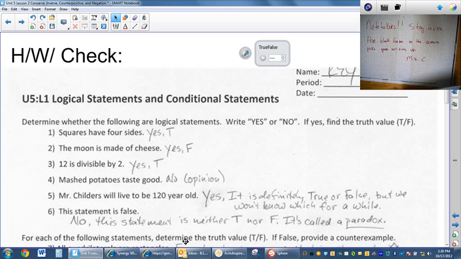Yes, that is an opinion. Yes, so what you just said is an opinion. I think Mr. Childers is going to live to be 120 years old. That is an opinion because you said I think. That, right there, is a statement. It might be a false statement or a true statement, it's still a statement. It is not an opinion.